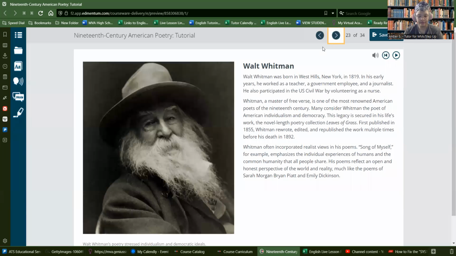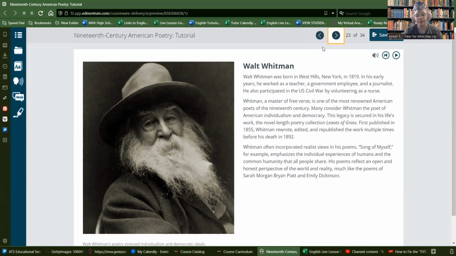Okay. So now we're moving on to the last excerpt here, looking at Walt Whitman. So we get some background information on him, of course. Walt Whitman was born in West Hills, New York in 1819. So this is an American author.